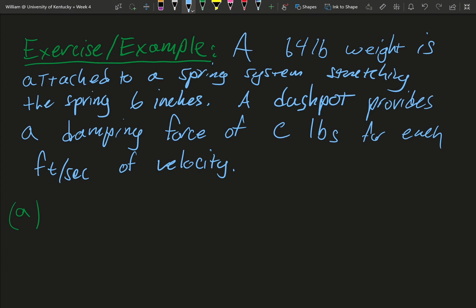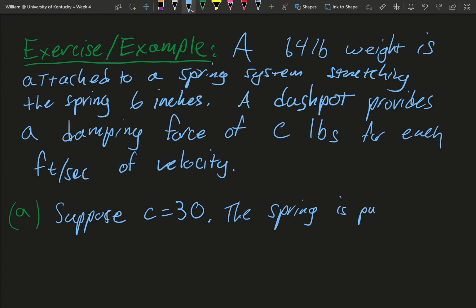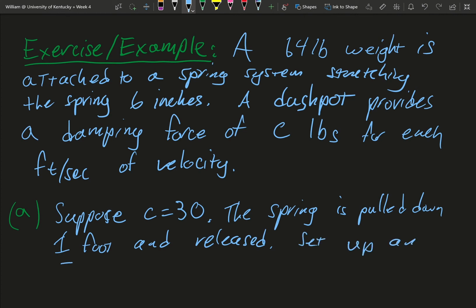Part A, we're supposing that C is equal to 30. The spring is pulled down one foot and released. Set up an IVP modeling the situation.